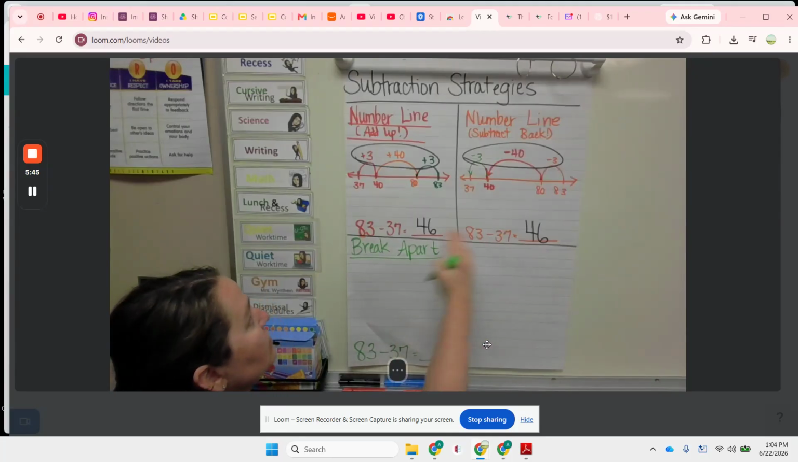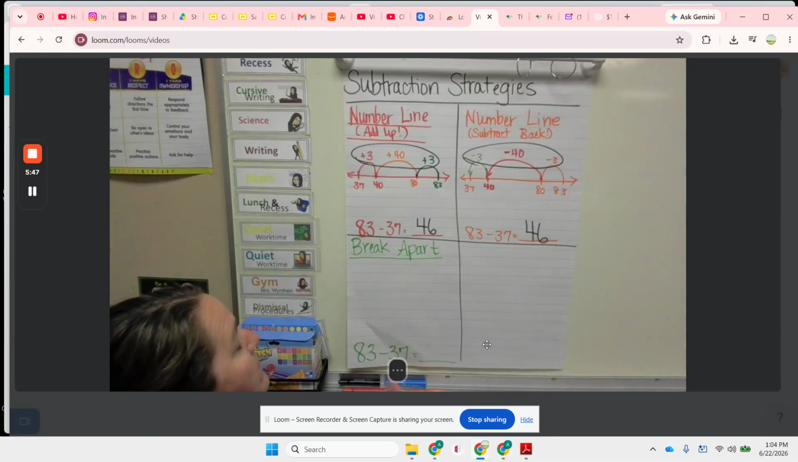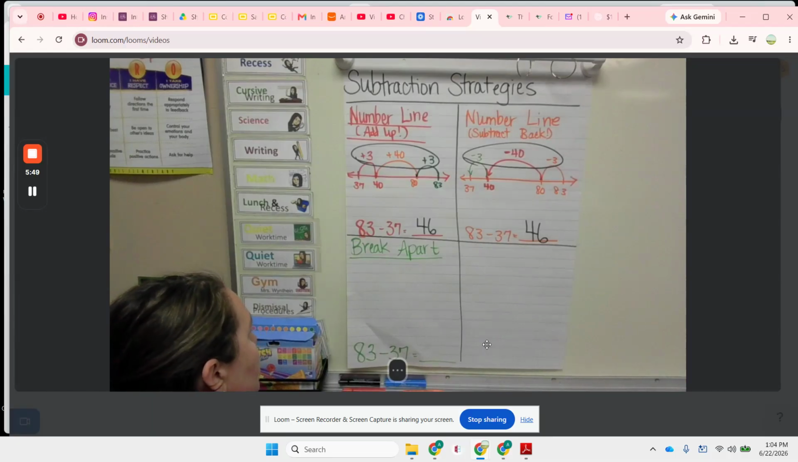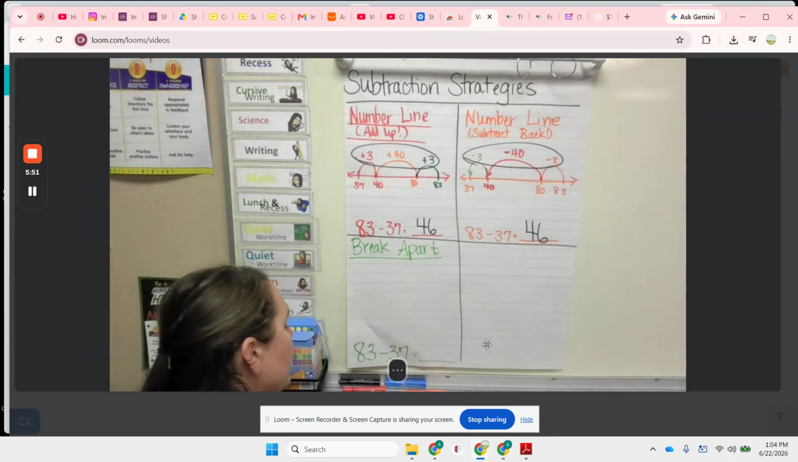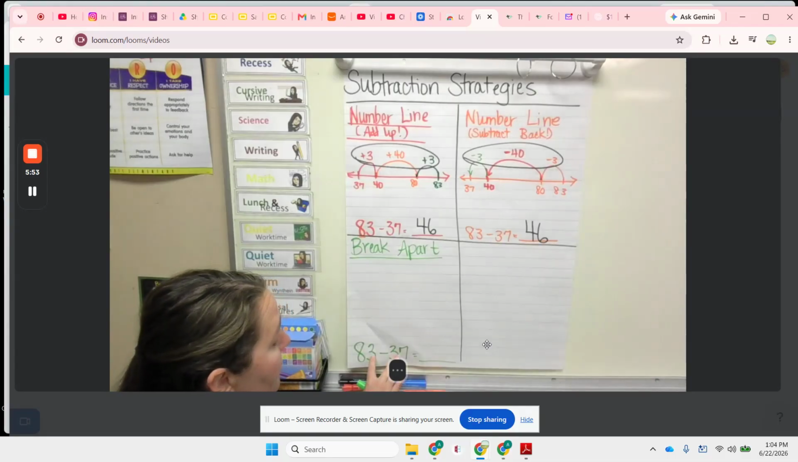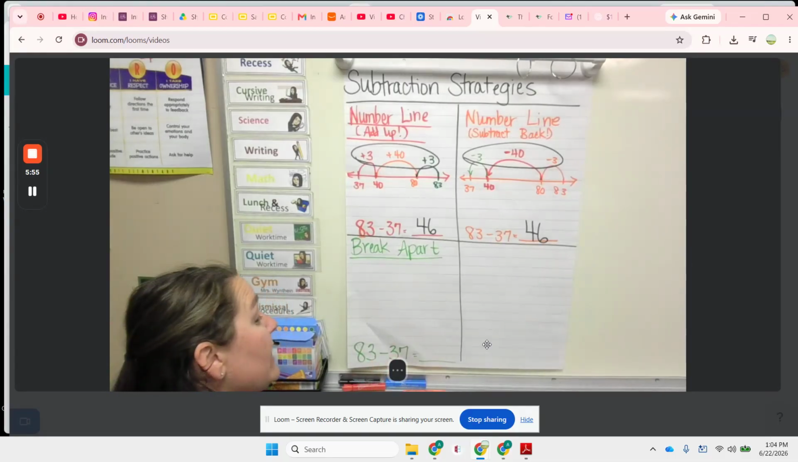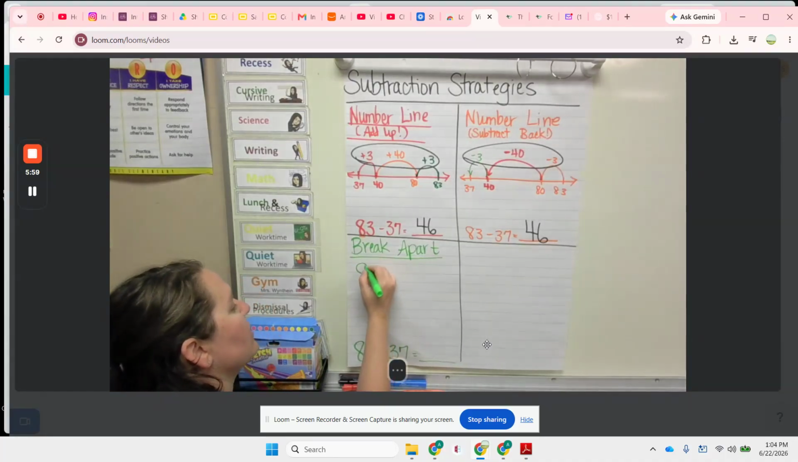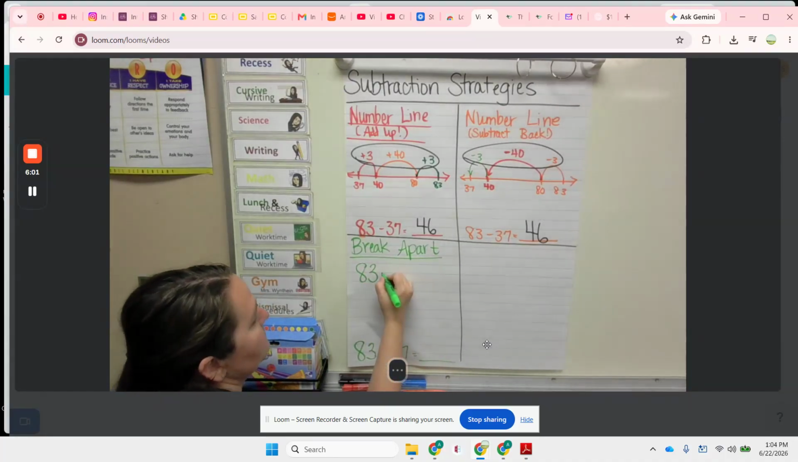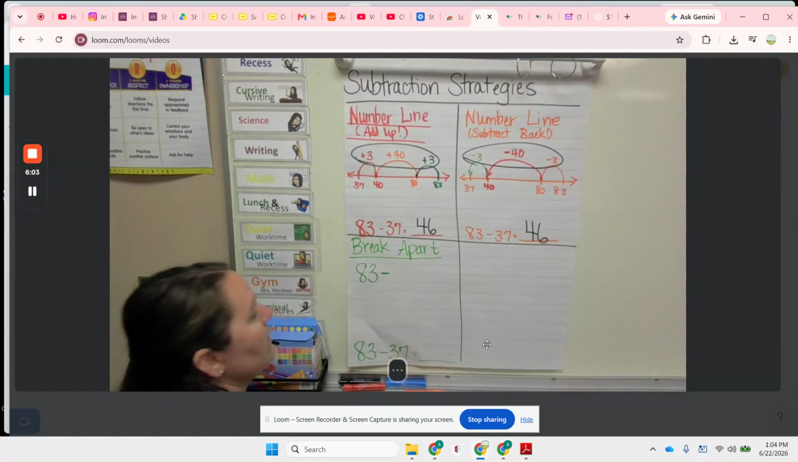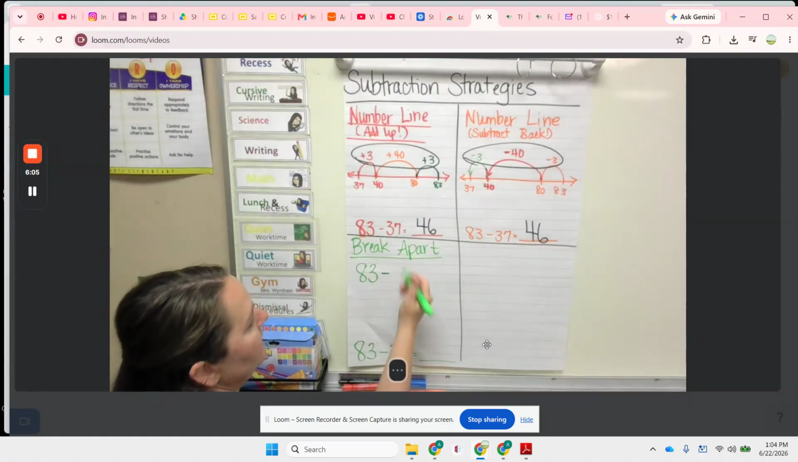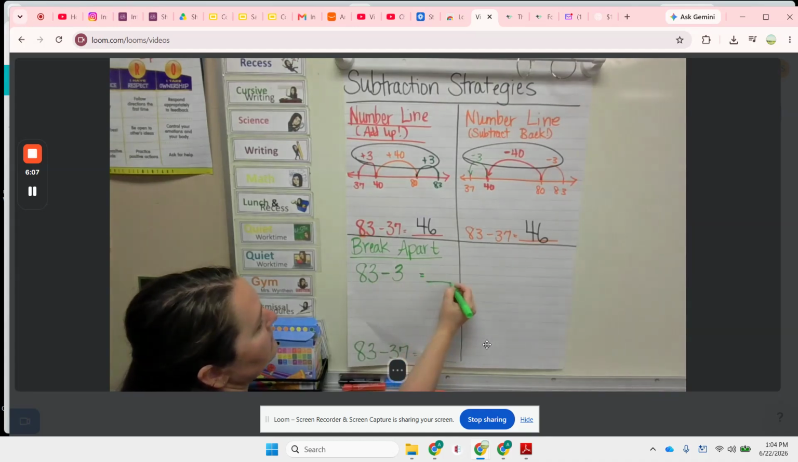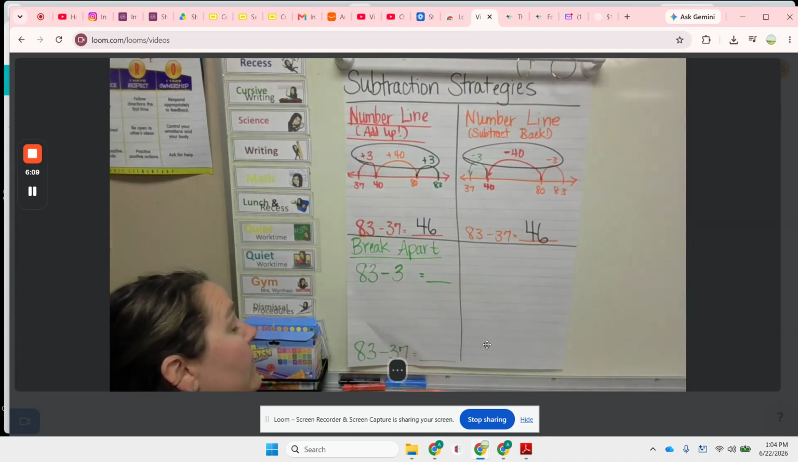Now, if I'm just introducing subtraction strategies, we're probably still practicing addition strategies. So with our break apart strategy, I asked them, with addition, I could choose either one. With subtraction, am I allowed to do that? The answer is no. I do have to start with that bigger number. So usually up here, then I will put the 83 takeaway, and then I tell them, oh, this will be easy because it's just an 83 takeaway 3.